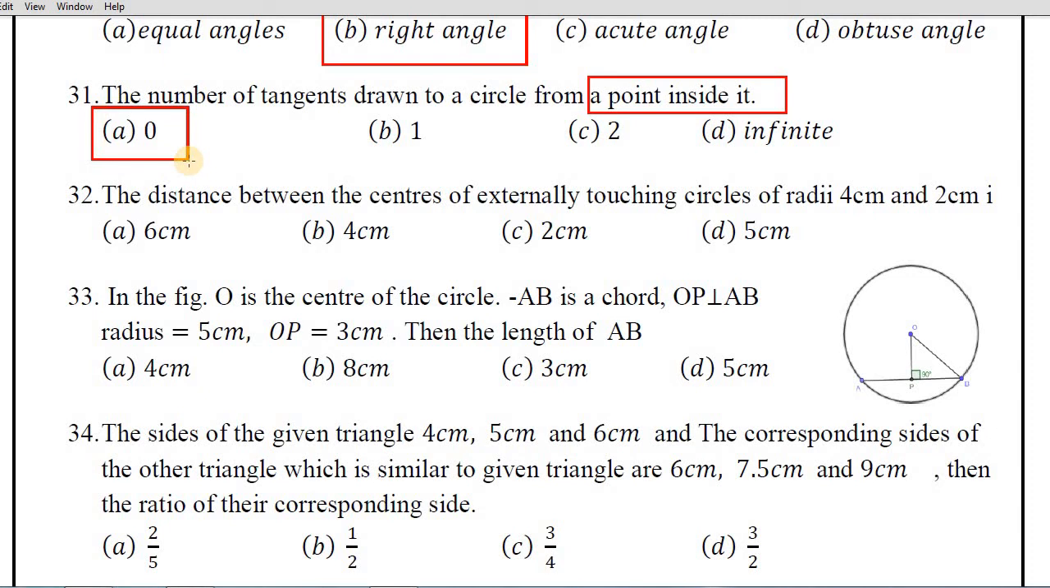When a point is on the circle, 1 tangent can be drawn. When a point is inside the circle, no tangent can be drawn. So 0 tangents.